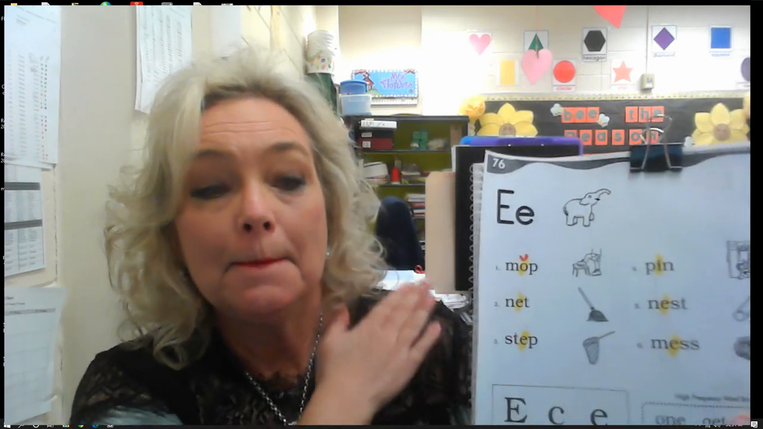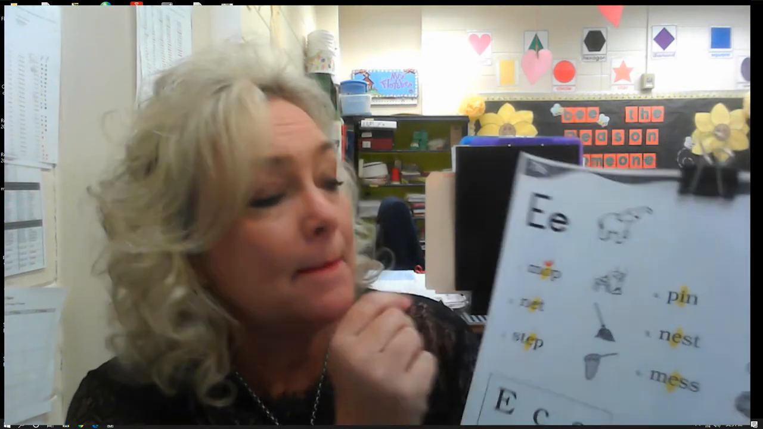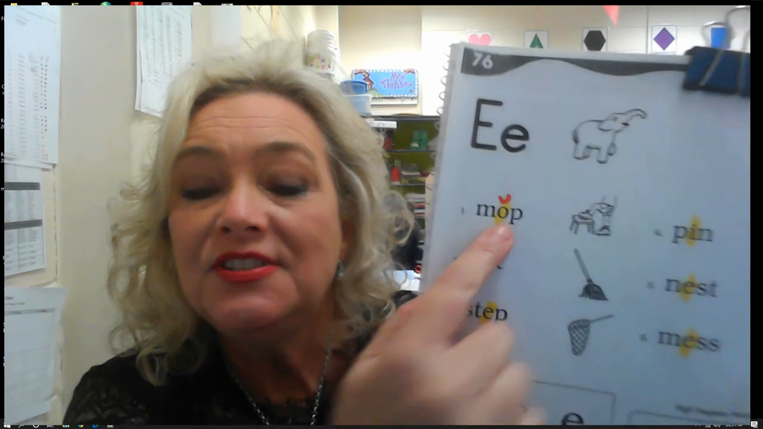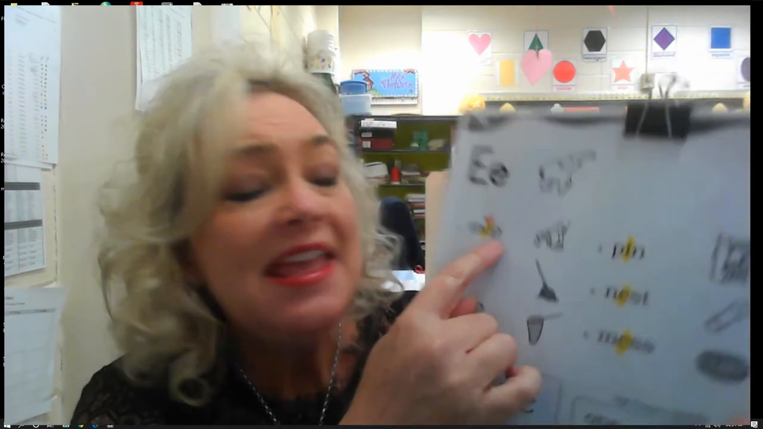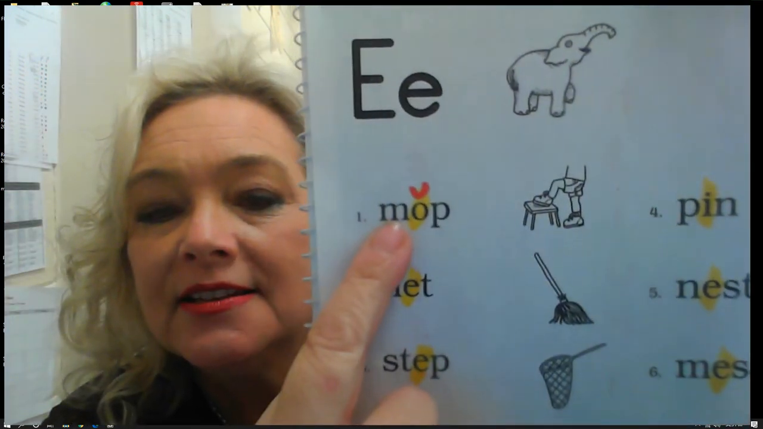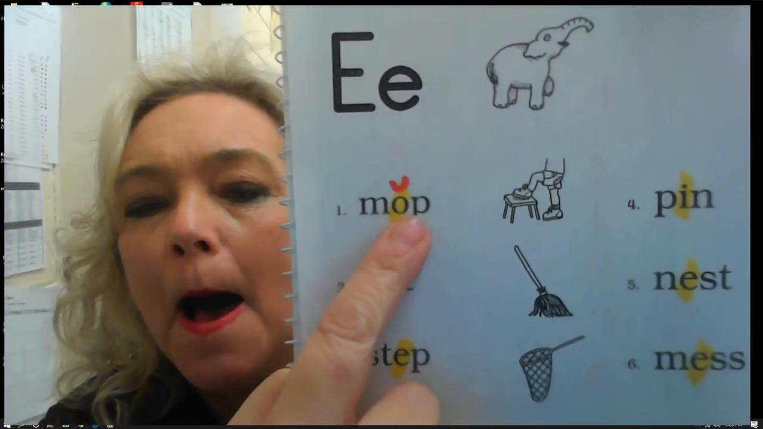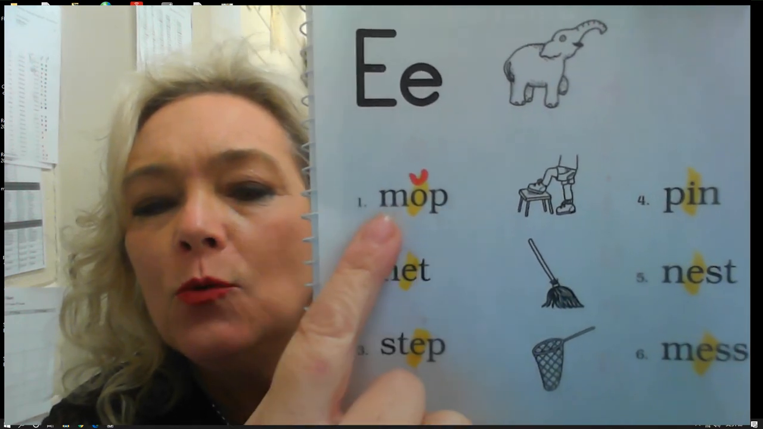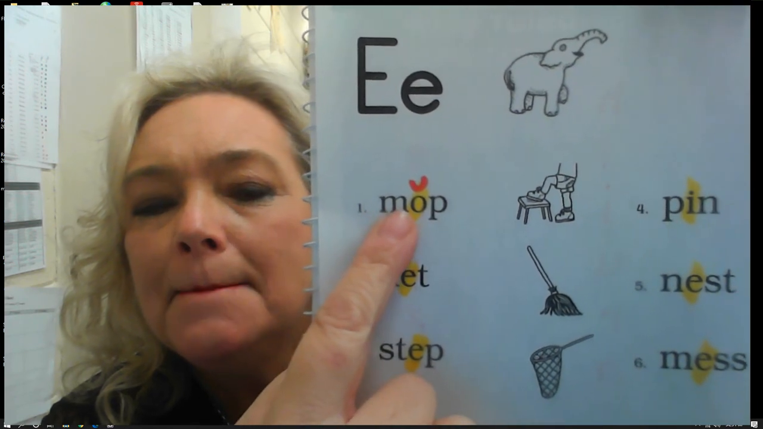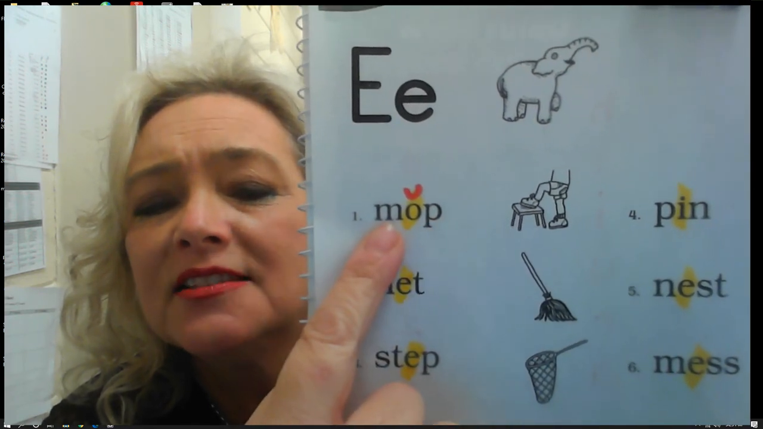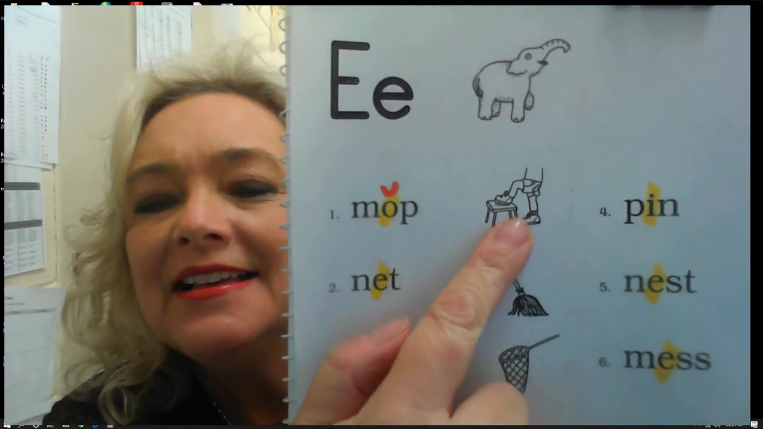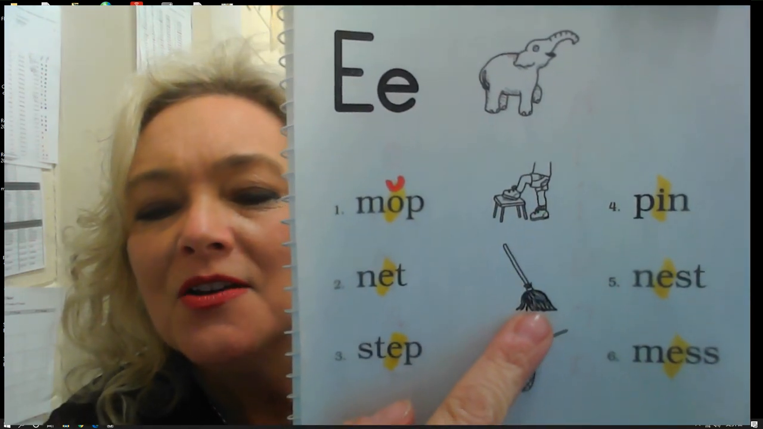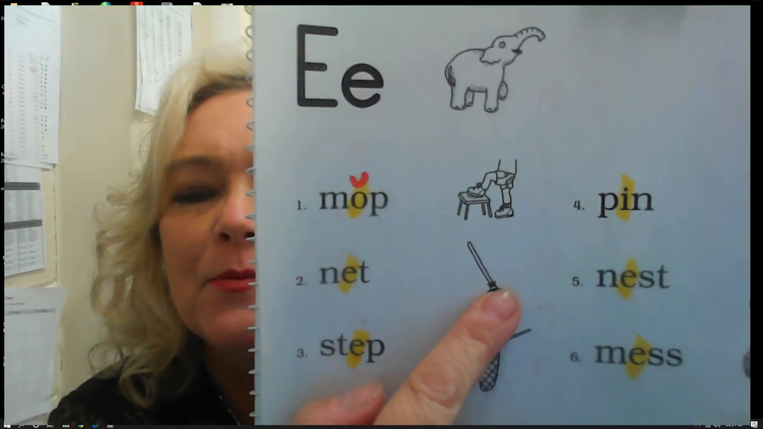M says, do it with me. The O, short O, says, ah, do it with me. And the P says, p. All right, get ready to read it. Ah, p. Ah, p. What's the word, boys and girls? Mop. Yes, mop. I think I see a mop right here. Draw a line from the mop to the word mop.